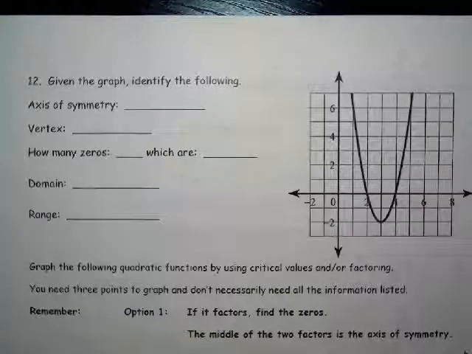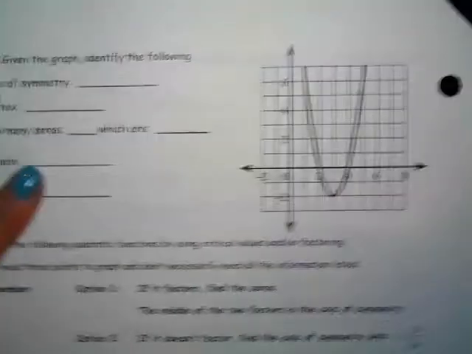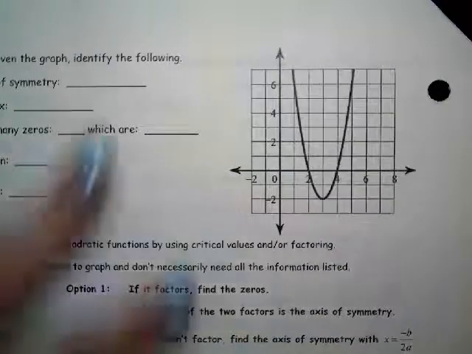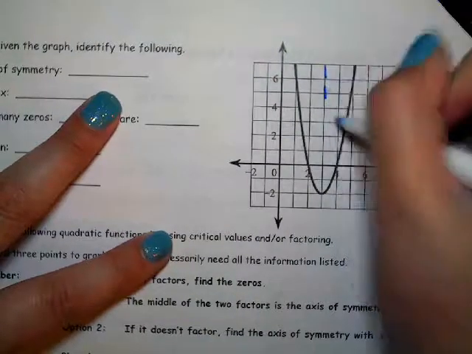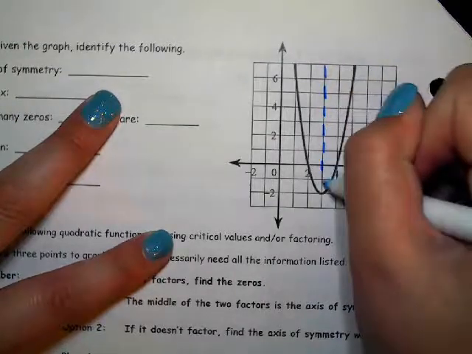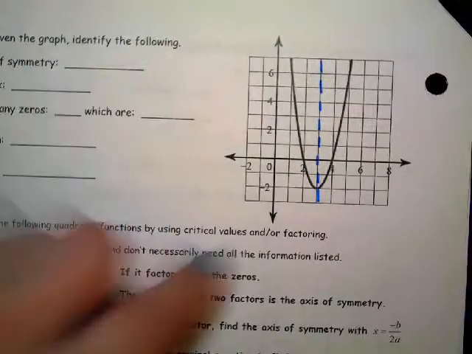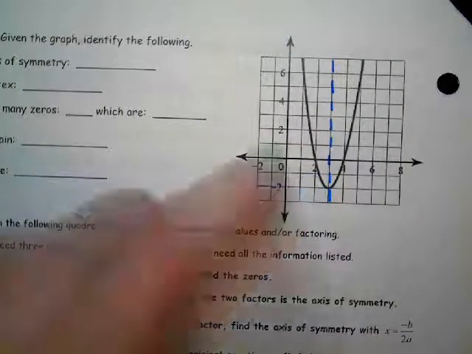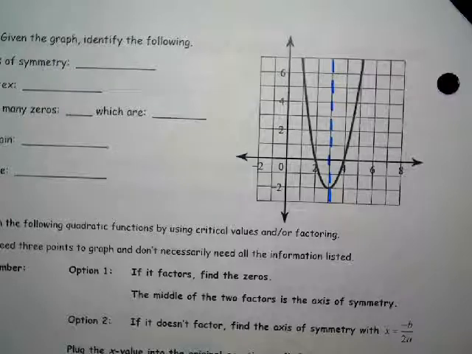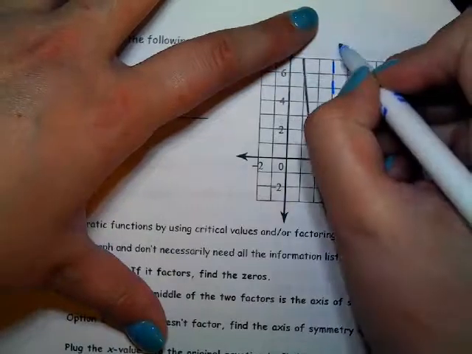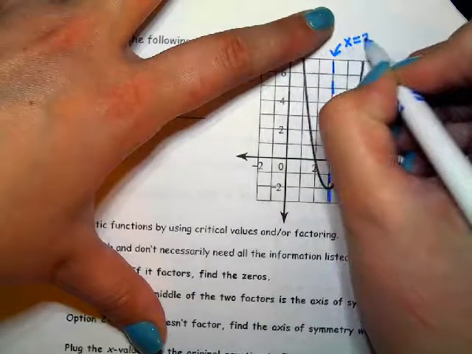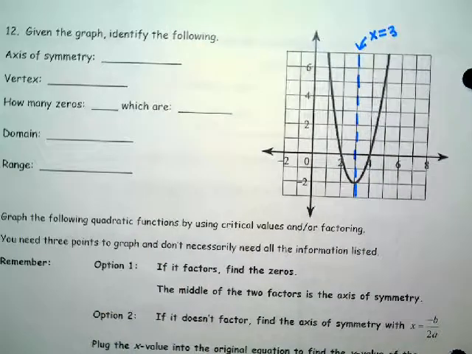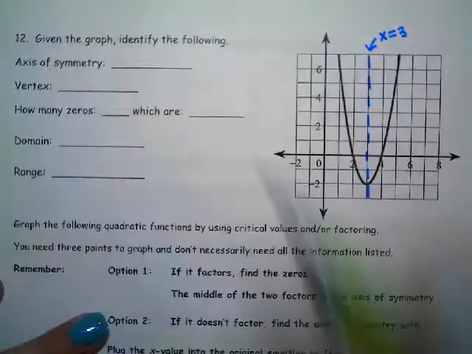All right, the axis of symmetry is, I'm going to make it a dotted line because it's imaginary. It's not actually there. All right, what number is this happening at? 3. Now, this is a vertical line. Does anyone remember how we write the equation of a vertical line? X equals 3. So this is x equals 3. And so for the axis of symmetry, I'm going to write x equals 3.